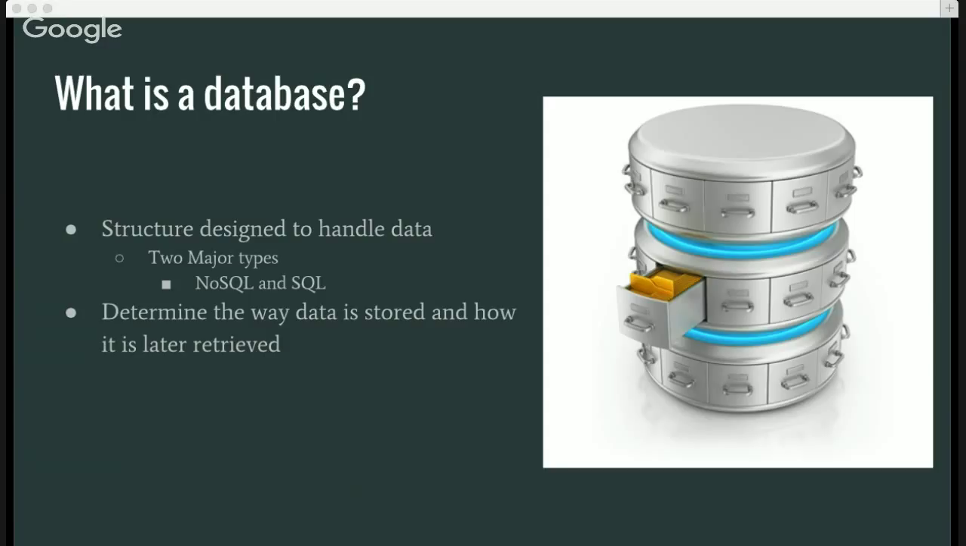Well, a database is just a structure designed to handle data. So there's two major types, as I said: NoSQL and SQL. And a database determines the way the data is stored and how it's retrieved and used.